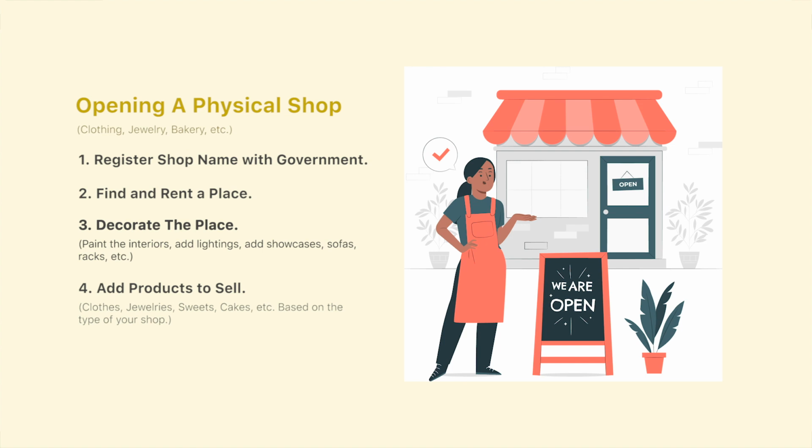So we have four stages. First, we need to register our company with the government body. Second, we need to rent a space. Third, we need to decorate the space. And fourth, we need to add the physical product.